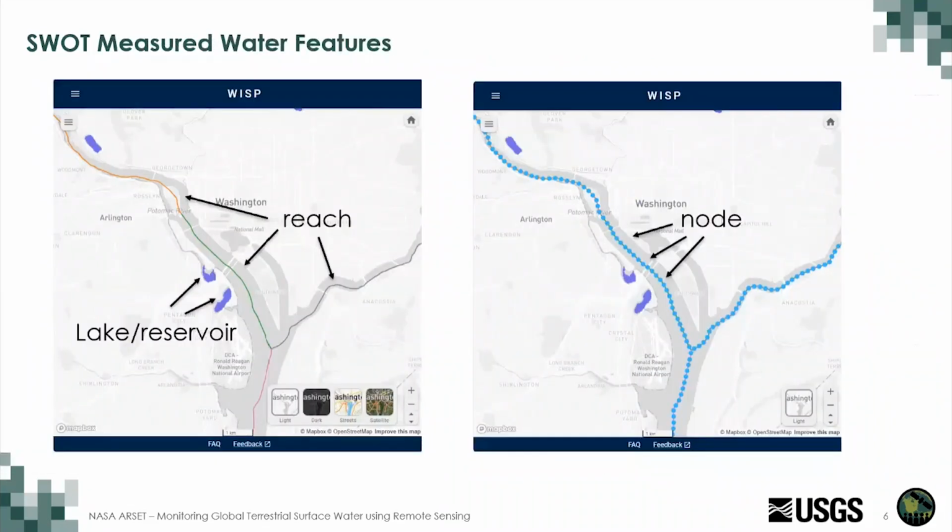As mentioned earlier, there's varying types of SWOT water data. The vector-based products include a river reach as well as a river node. Reaches are broken down into roughly 10-kilometer segments of the river center line. And nodes break these reaches down further into points along the center line spaced every 200 meters. We also have lake and reservoir data, which are represented in this case by these static polygons you see here on this data portal.